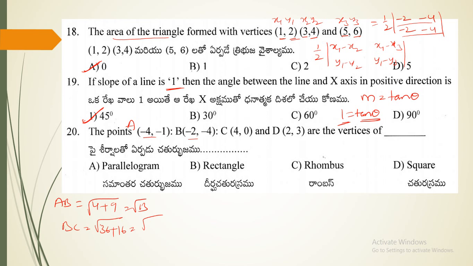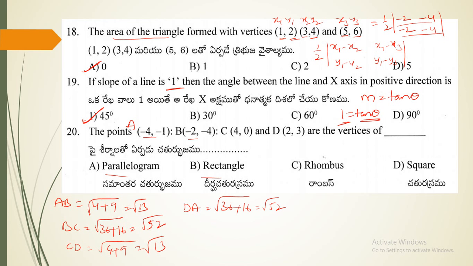So this gives me 36 plus 16, so 46, 52. Next, CD. If you consider CD, 4 minus 2, 2 square is 4. Next, 0 plus 3, 3 square is 9, which gives me 13. Next, DA. DA is nothing but 2 plus 4, 6, so 36 plus 3 plus 1, 4, 16. So this gives me root 52. So either it is a parallelogram or a rectangle because opposite sides are equal.